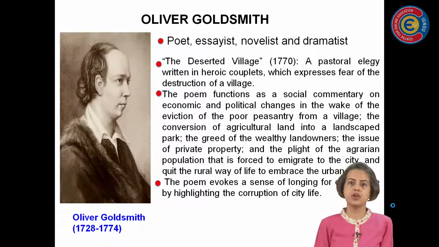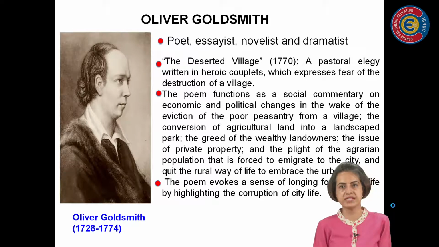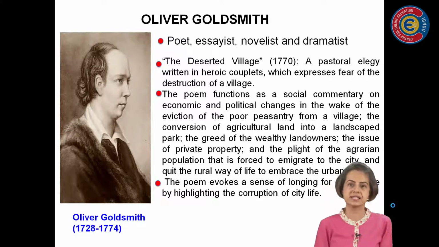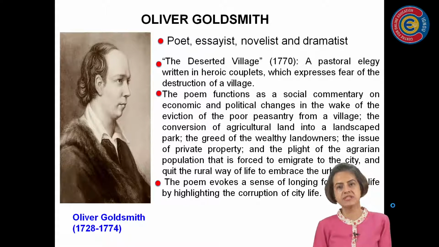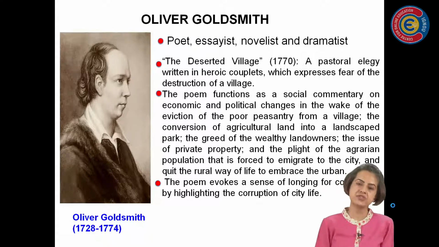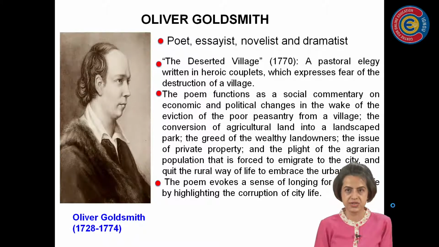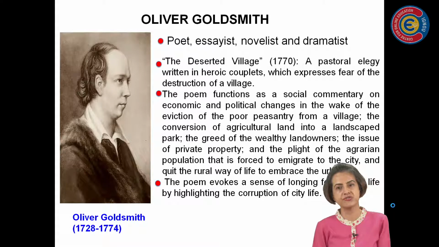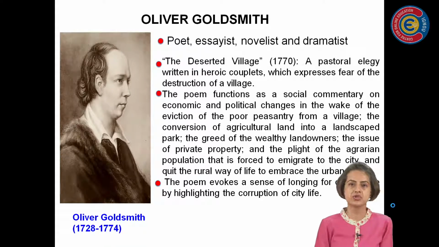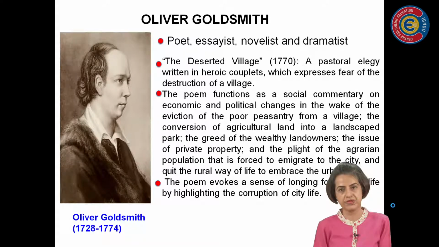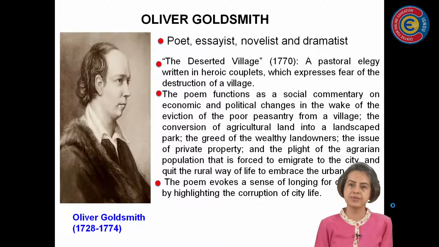Yet another precursor is Oliver Goldsmith. He was a poet, essayist, novelist, and dramatist. His most famous poem is The Deserted Village, that was published in 1770. It's a pastoral elegy written in heroic couplets, which expresses fear of the destruction of a village. The poem functions as a social commentary on the economic and political changes in the wake of the eviction of the poor peasantry from a village, the conversion of agricultural land into a landscape park, the greed of the landowners, the issue of private property, and the plight of the agrarian population that is forced to emigrate to the city and quit the rural way of life to embrace the urban. The poem evokes a sense of longing for country life by highlighting the corruption of city life.